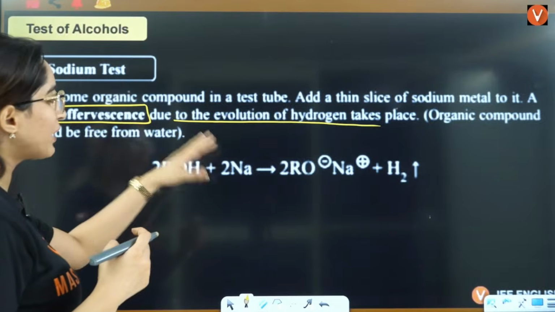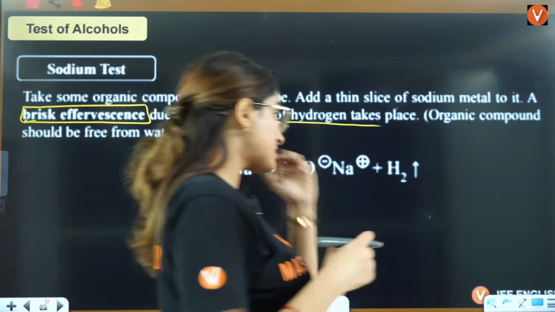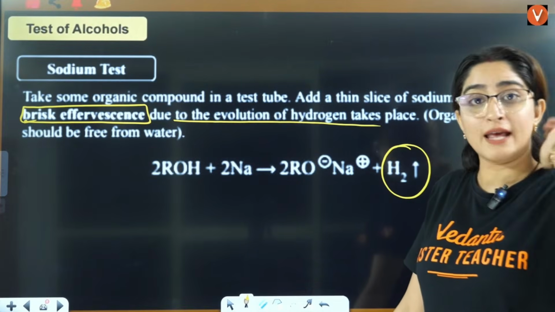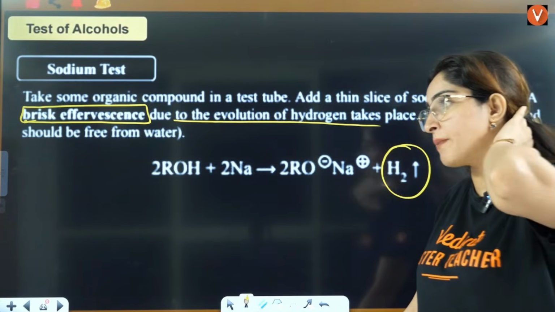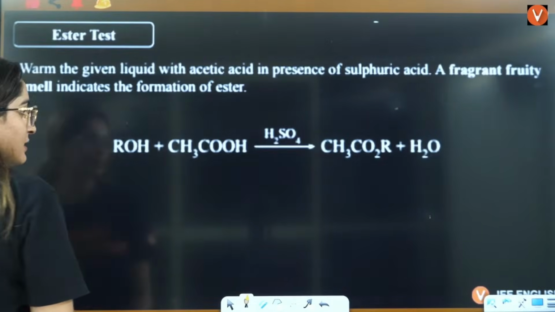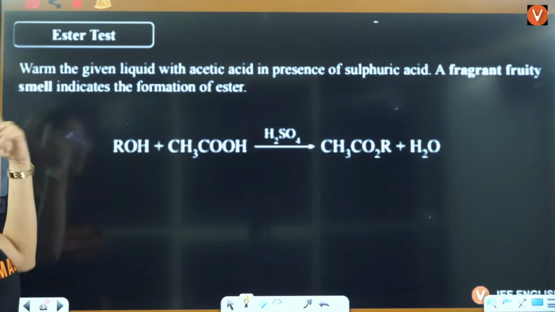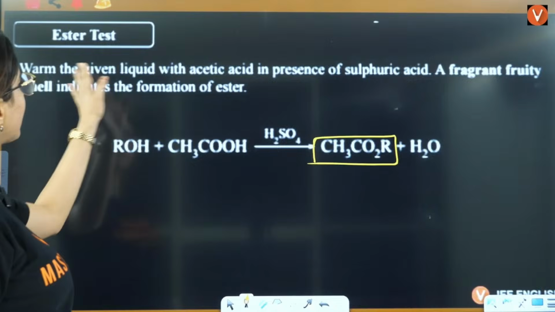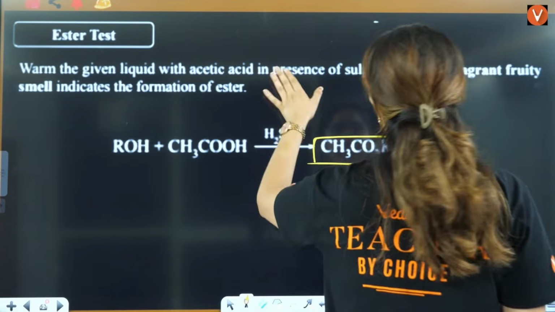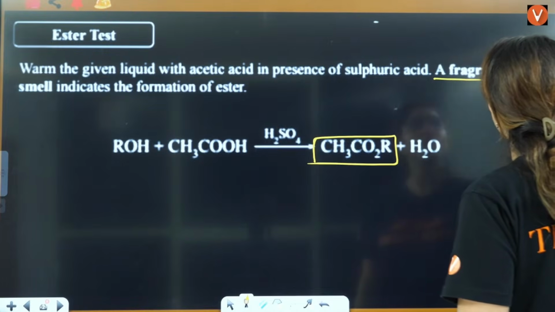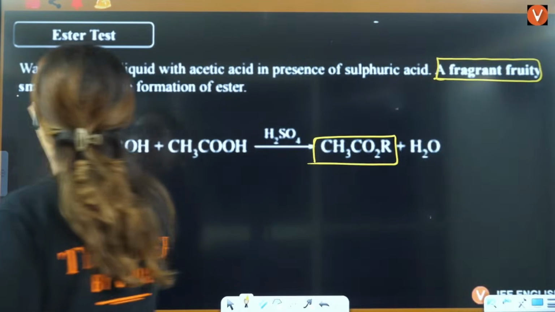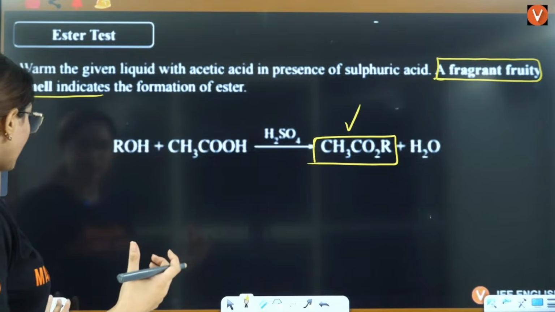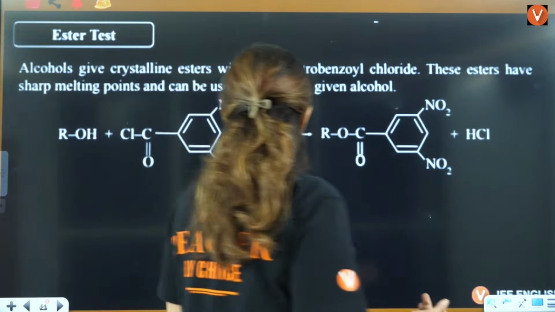So with sodium you will have brisk effervescence, and brisk effervescence can be of some other gas as well. So you can see the pop test of hydrogen as well, right? Because it is flammable, right? Then the ester test. If alcohol reacts with acid, it forms a very good aroma, right? So when you warm the given liquid with acetic acid in the presence of sulfuric acid, if you have a fragrant fruity smell, that means you have the formation of ester here. If a very beautiful aroma is there, then you have ester formation, right? Okay, everybody.